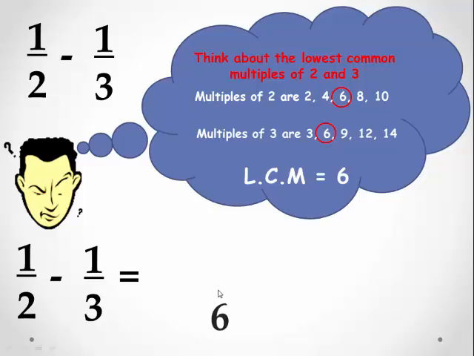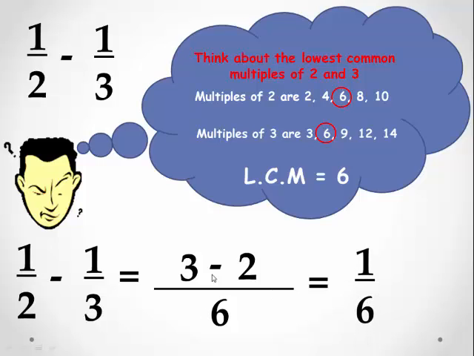Then since we know the LCM, how many 2s can we say in 6? That will be 3. 3 times 1 will give me 3. Then you put your minus. How many 3s can we say in 6? That will give me 2. 2 times 1 will give me 2. So 3 minus 2 will give me 1 all over 6. So 3 minus 2 will give you 1 all over 6. And that is just how it is done.